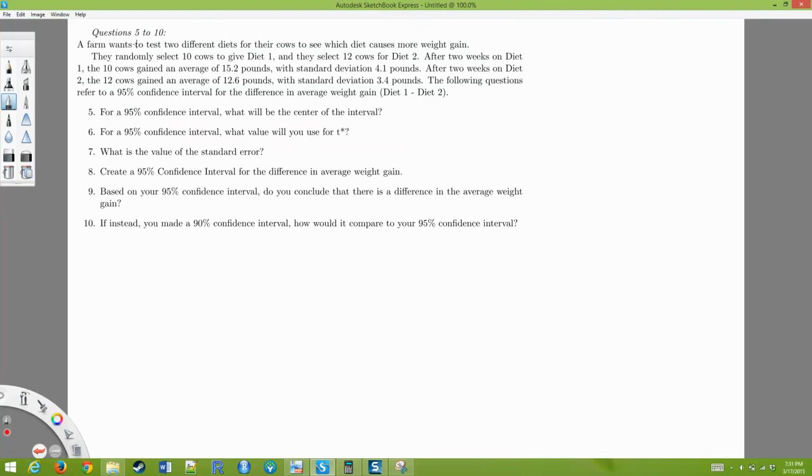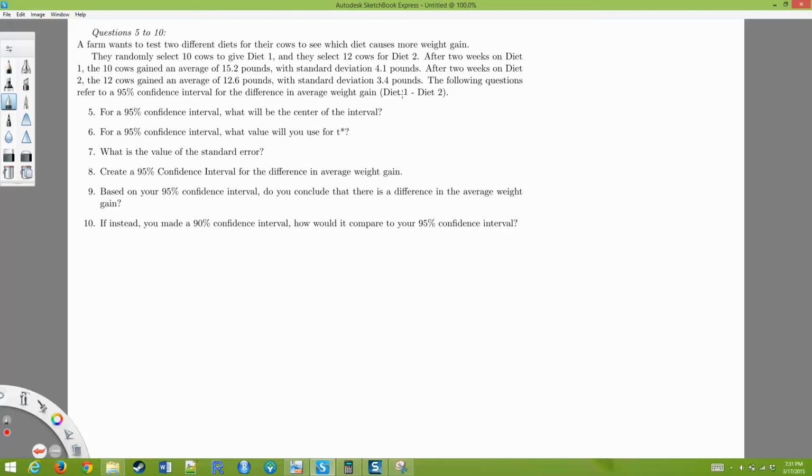All right, so we'll do this first question. A farm wants to test 2 different diets for their cows to see which diet causes more weight gain, okay? They randomly select 10 cows to give diet 1, and they select 12 cows for diet 2. After two weeks on diet 1, the 10 cows gained an average of 15.2 pounds with a standard deviation of 4.1. After 2 weeks on diet 2, the 12 cows gained an average of 12.6 with a standard deviation of 3.4. The following questions refer to a 95% confidence interval for the difference in average weight gain, diet 1 minus diet 2.